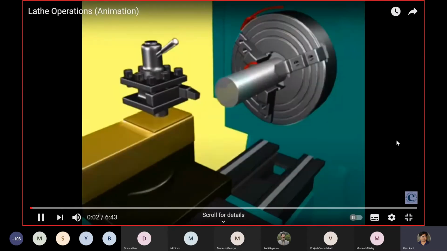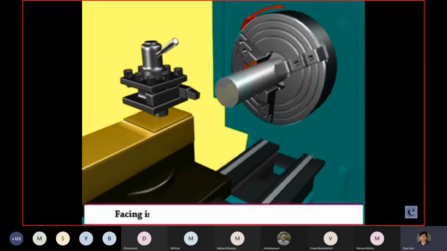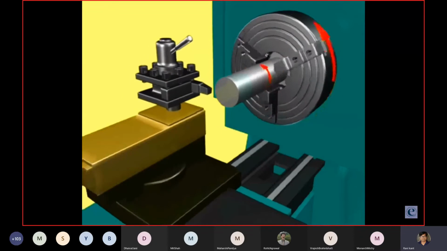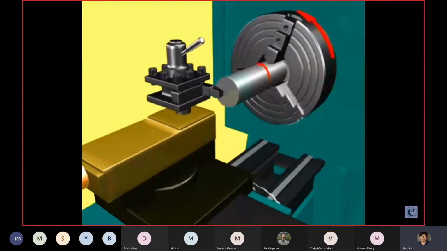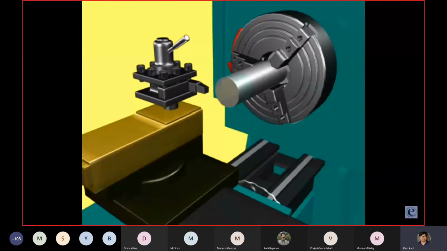Phasing operation. In this video, we will discuss the phasing operation in the lathe. Phasing is an operation which produces flat surfaces. Phasing tool, workpiece, chuck. In this operation, the tool is fed at right angles to the axis of the workpiece. It reduces the length of the workpiece. Various types of lathe operation we'll discuss in the next videos.